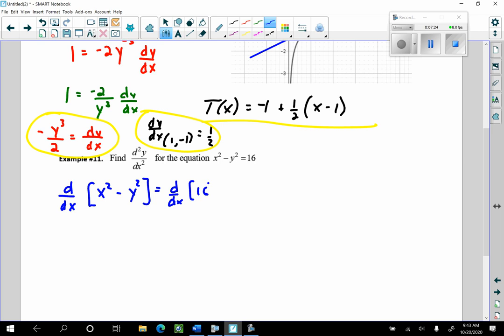The derivative of 16 is 0. The derivative here is going to be 2x minus 2y dy/dx. And it's amazing how many times we differentiated y squared with respect to x in these notes, equal to 0. So I'm going to now solve for dy/dx.